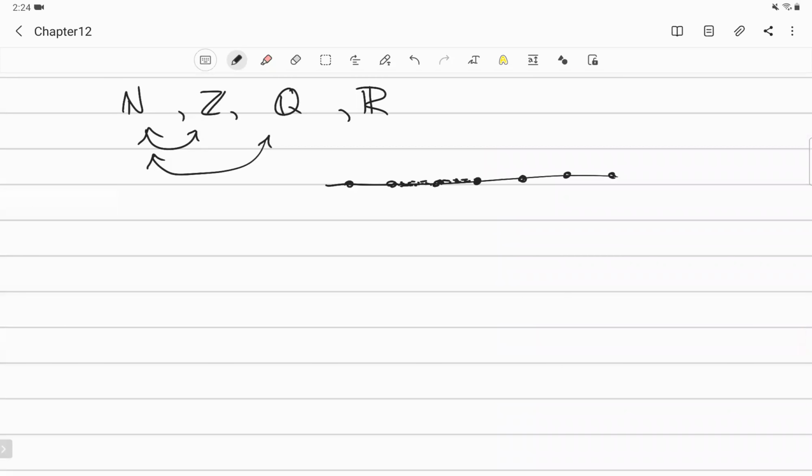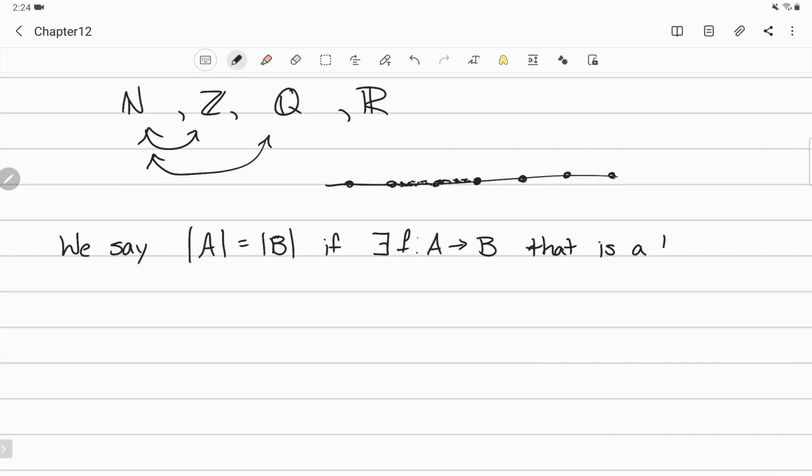So the idea is, we say cardinality of A equals cardinality of B if there exists f from A to B that is a bijection. Okay, so it has to be 1-to-1 and onto.